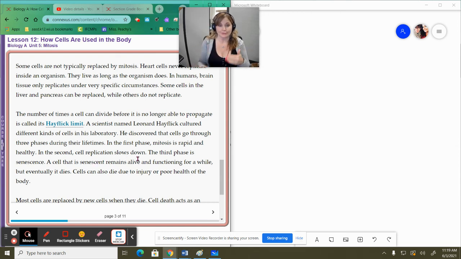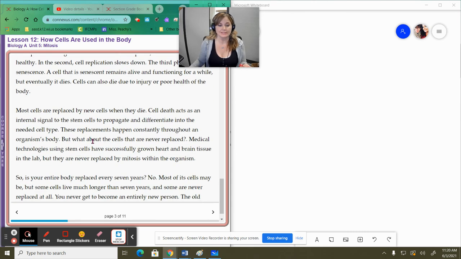He found that cells go through different phases where they're rapidly replicating and rapidly doing mitosis, then mitosis is slowing down, and then a phase where they become senescent, where they are no longer able to replicate and eventually they die. Cells can also die due to injury or poor health of the body, so they don't necessarily go through all those phases. If they are injured, they might die without progressing through those phases. It says most cells are replaced by new cells when they die, but some cells are not. Some cells in your body do not get replaced naturally when they die.